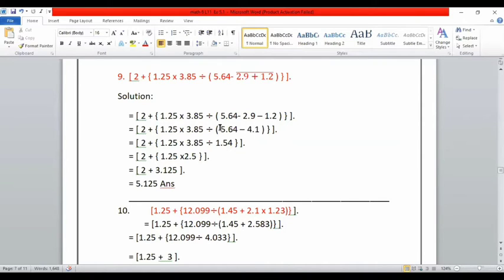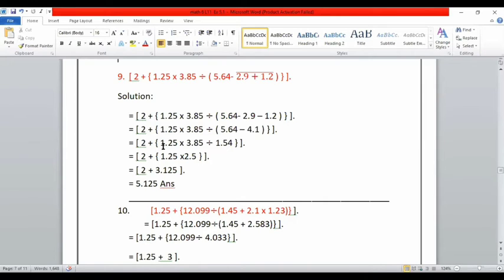Dear student, now we will do 5.64 minus 4.9. You write first the number which is before the decimal, that is the integral part: 5, under 5 you write the 4, under 6 you will write the 1. Means 5 minus 4 will come 1, 6 minus 1 will come 5, and 4 will remain the same.